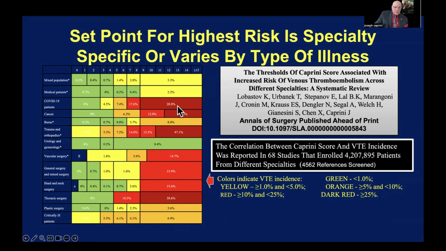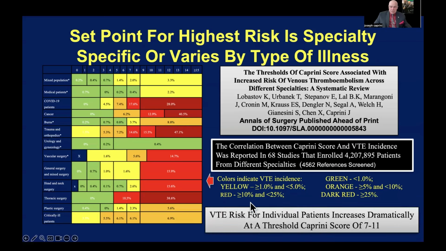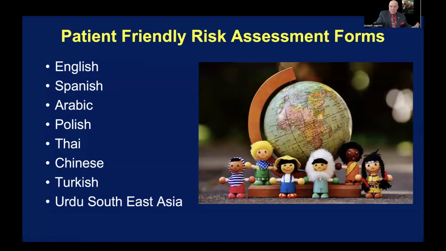And you can see the risk assessment here of 3% in the overall mixed population, and in medical patients 2.2%. With COVID-19, it went up to 28%. Cancer 40%. Trauma and orthopedics 47%. So you've got to know your threshold. And the VTE risk for individual patients increases dramatically at a threshold of 7 to 11. I still see papers out where they're looking at Caprini scores of over and under 5 and calling that the highest risk. You need to take a look at this latest data.